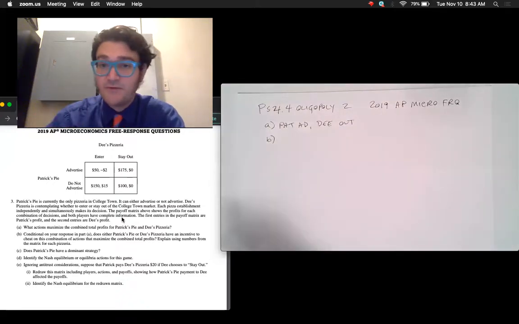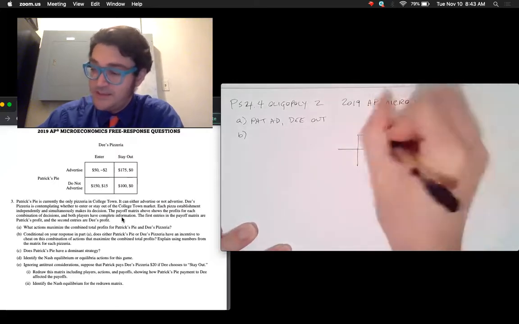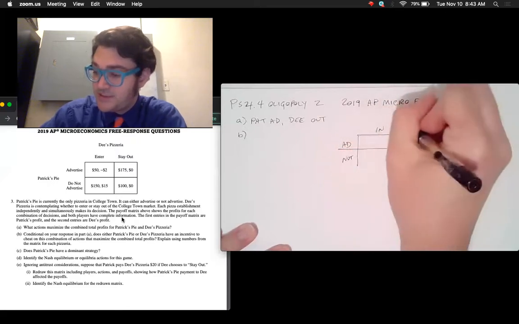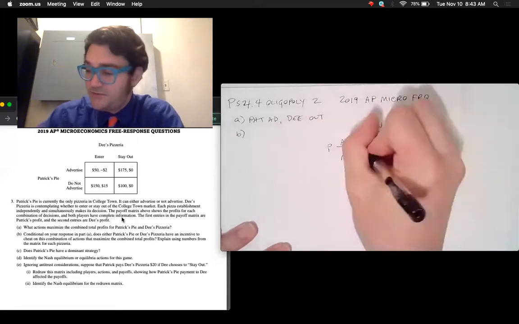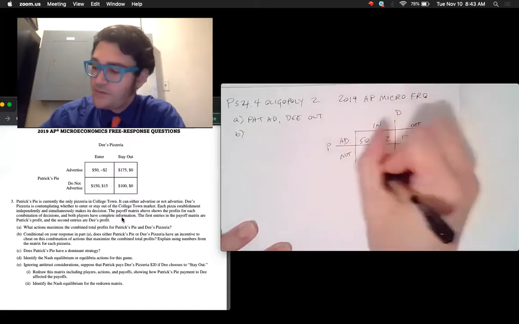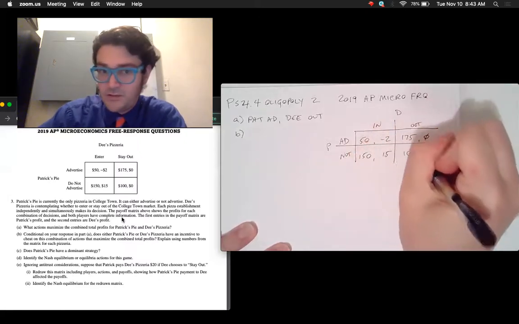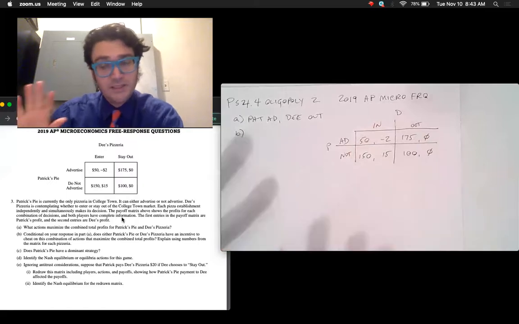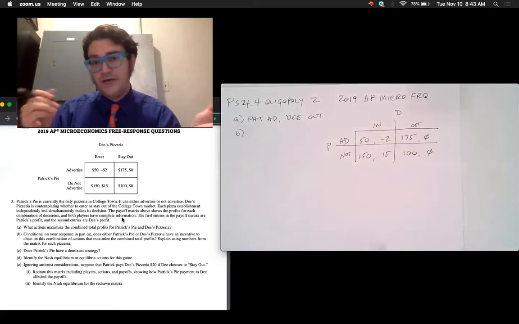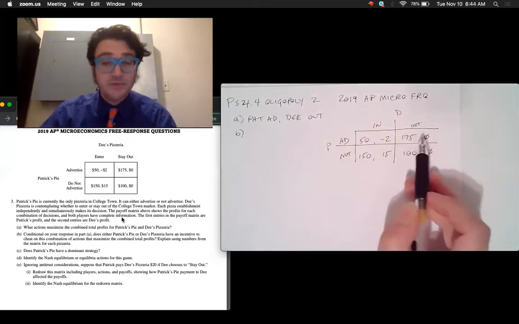So for this one, we actually have to solve the problem. So I'm going to draw this payoff matrix over here on this side. And so we'll say in and out and advertise and not. And so that's D and that's Patrick. And so we have 50 and -2. We have 175 and 0, 150 and 15, and 100 and 0. So now we're just going to solve it, and then we'll see if they have an incentive to cheat. What that's really saying is, are they going to be pulled farther away from this point? In other words, is this point a Nash equilibrium is really what it's asking.